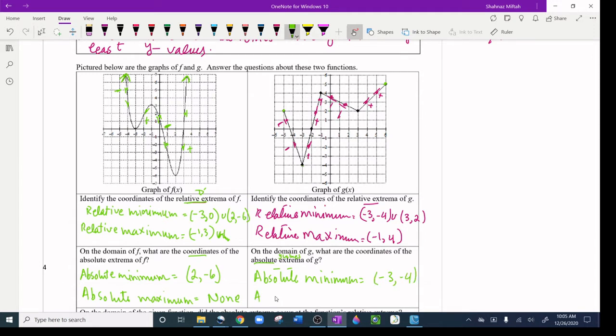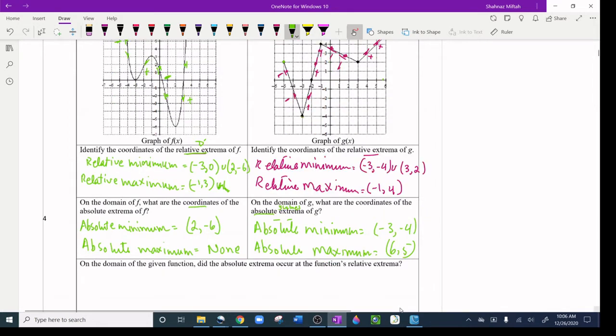Absolute means globally, like on the overall graph, what is the minimum and maximum? So absolute maximum: here we have a maximum because we have these dots, and this is the absolute maximum because that's the highest y value we have. That's 5, this one is 4, that one is 2, so the greatest y value is 5. The ordered pair is (6, 5). That's the absolute maximum and minimum from the graph.